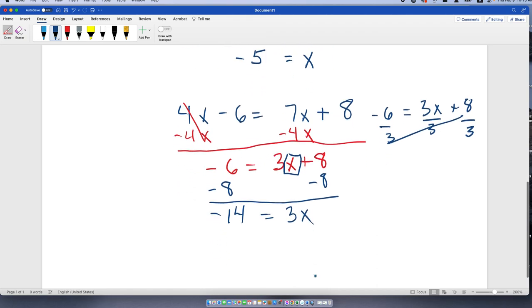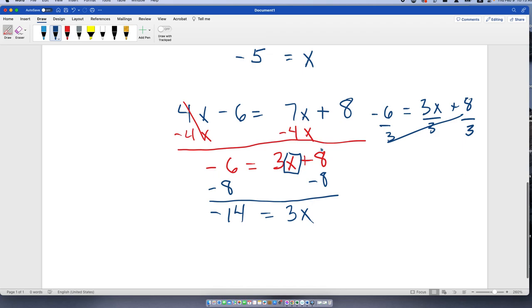And then 3x over here. And then this 8 minus 8 becomes 0, so that's gone. Now we want to divide by 3 and we are going to be left with a fraction, but we don't have to worry about it at this point, right? Divide both sides by 3 now. So then we get our x equals -14/3. And in algebra, we like to just leave it like that.